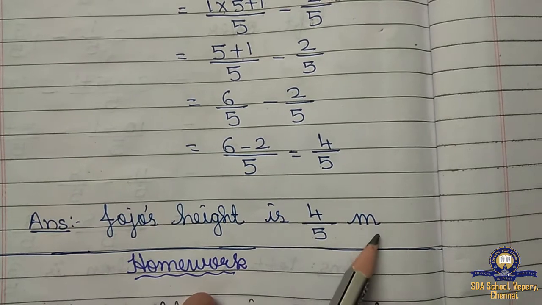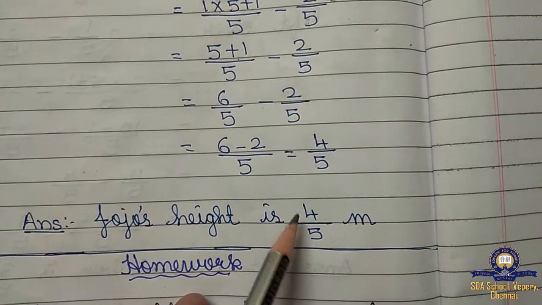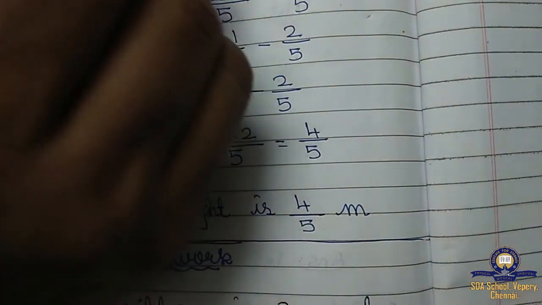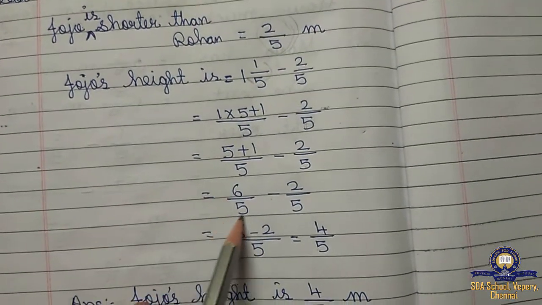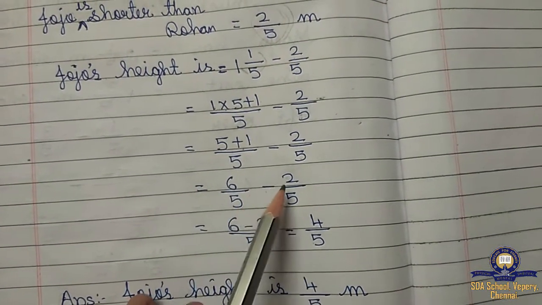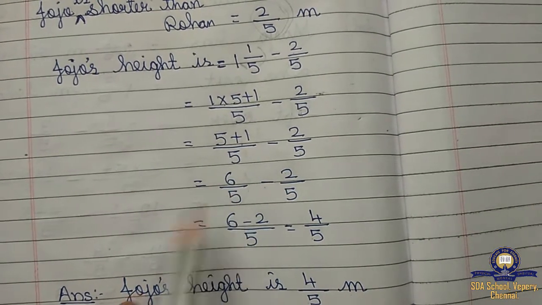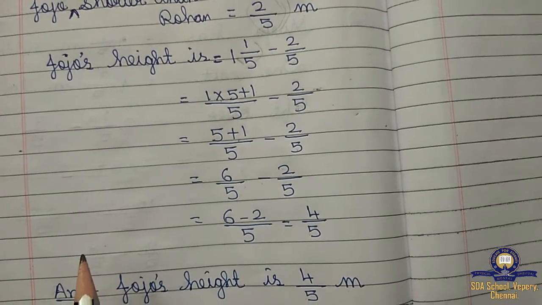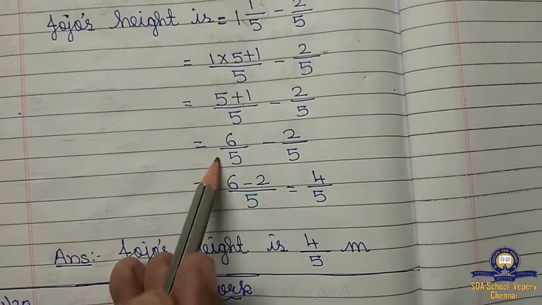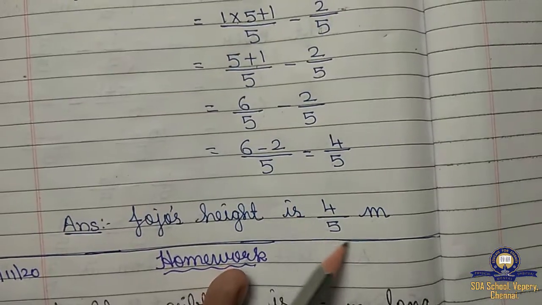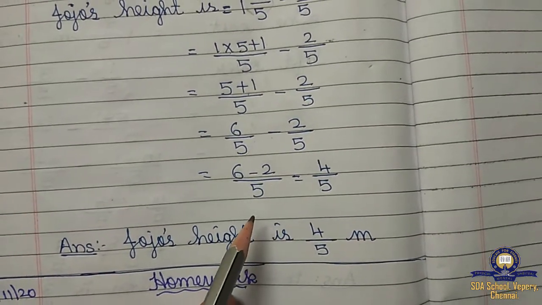4 by 5 meter. See, when you do this, 6 by 5 is there, isn't it, children? In 6 by 5, if you minus 2 from 6, what will come? 4 only. Understood? So 2 meter shorter than Rohan. So the answer is 4 by 5. Okay, children? Are you thorough?